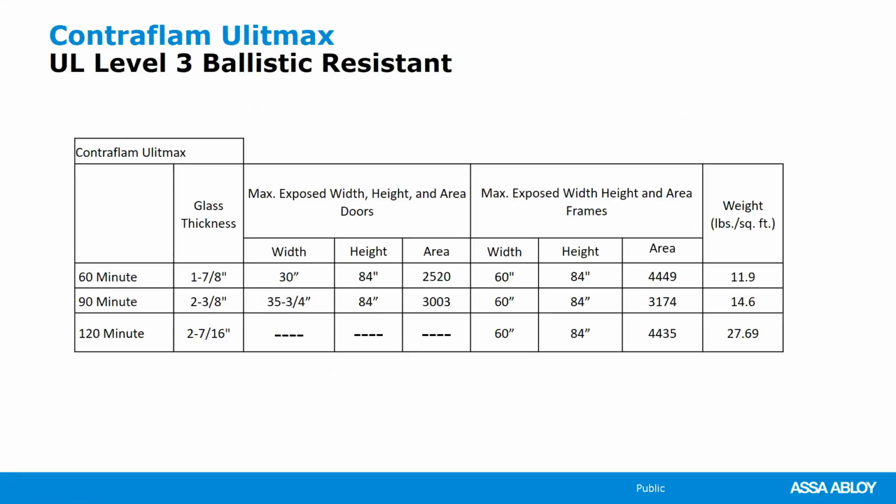Looking at the ballistic capabilities, you can see that you have a reduced area for the ballistic product, and it is thicker than the standard 60-minute, 90-minute glass. And 90-minute glass, obviously for doors, you would not have 120-minute or a 2-hour rated product, but you do have it available for frames.